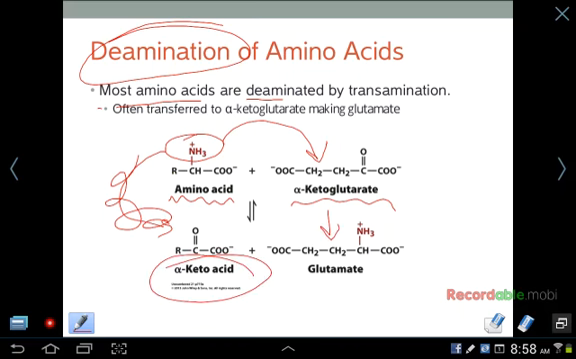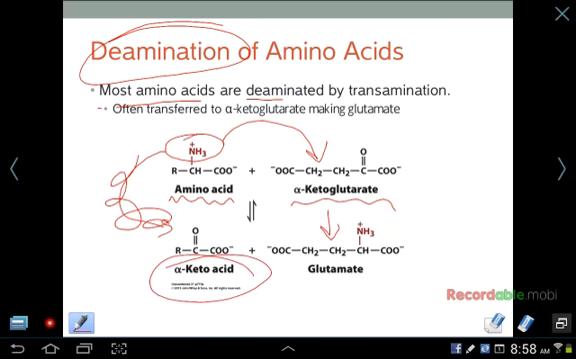So glutamate's amino group can then be transferred to oxaloacetate, making aspartate, as we see here. So we transfer the amino group from glutamate over to aspartate, which regenerates our alpha-ketoglutarate to accept another amino group using oxaloacetate. The enzymes that govern these reactions are called aminotransferases or transaminases, and they require the coenzyme PLP, which is a derivative of vitamin B6.